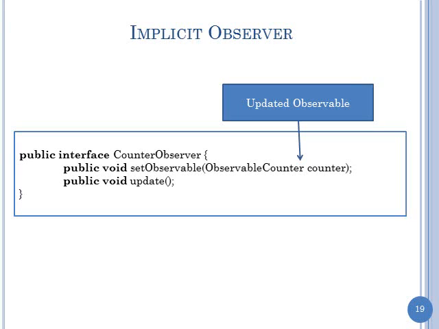This is what I was talking about earlier when you don't have any argument. At some point there's a method called setObservable that's called, and then you just assume the same thing.